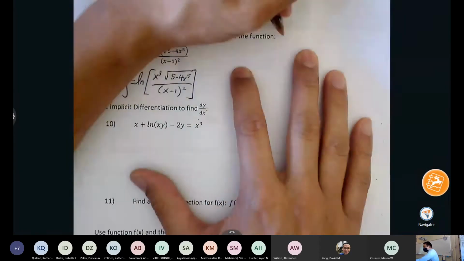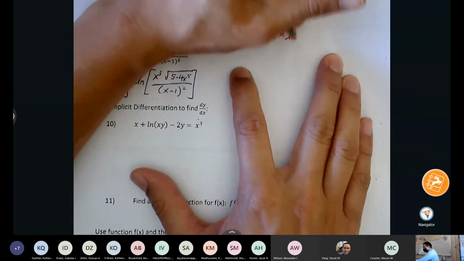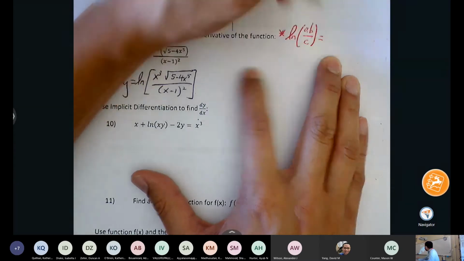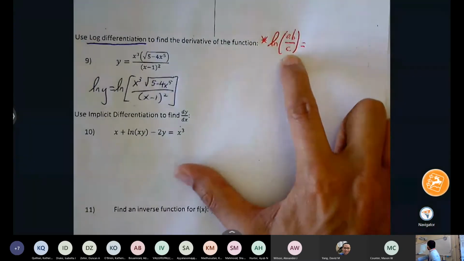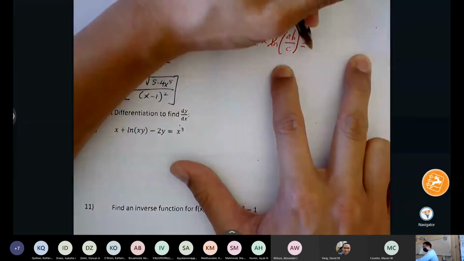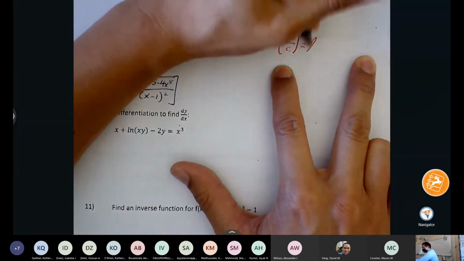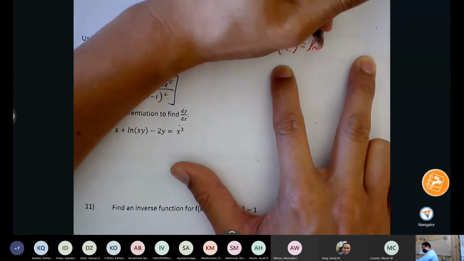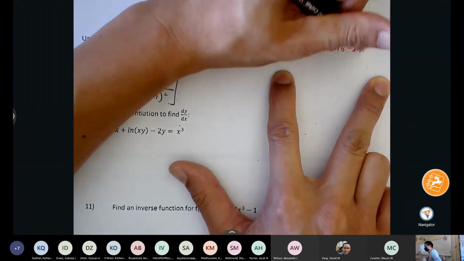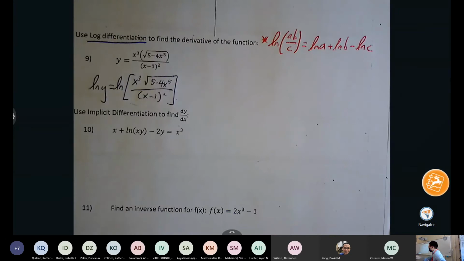So here's a hint. If natural log of AB over C, how would you expand something like that? So it would be A plus B minus C? Yeah, but then they're all going to be natural log, right? So natural log of A plus natural log of B minus natural log of C. So that's the same approach that we're going to take with this one.